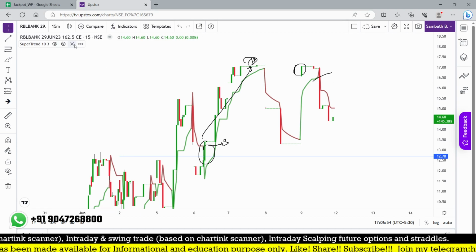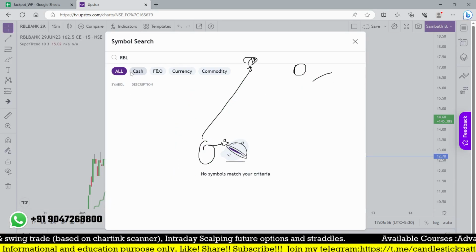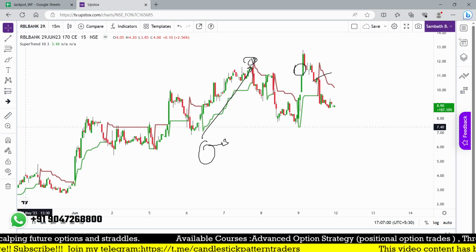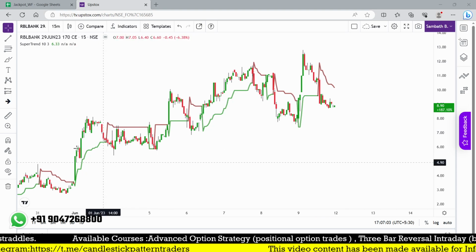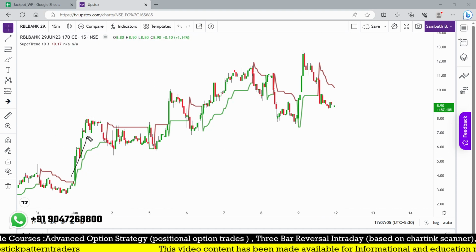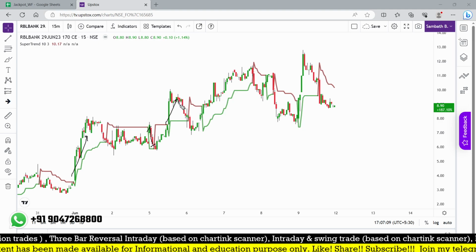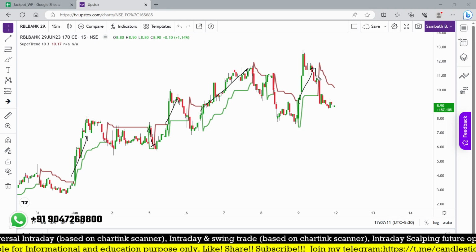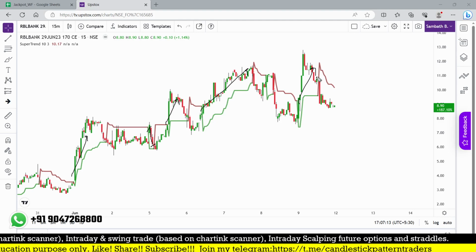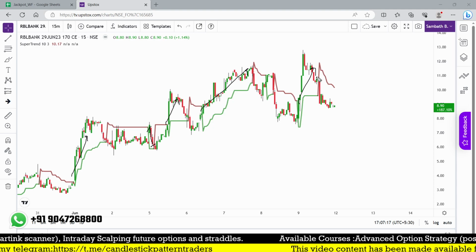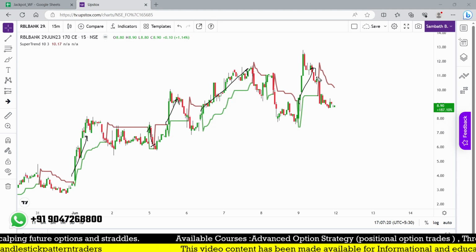But better, I can show you the 170 call option of RBL Bank, which is liquid, because we are focusing on in the money. So we can see the liquidity on this particular strike, so we know the confirmation of the trend. So one opportunity, maybe this was a failed opportunity. Second one, third one, and fourth one. So for intraday scalping or intraday opportunities, you can make use of this simple method.